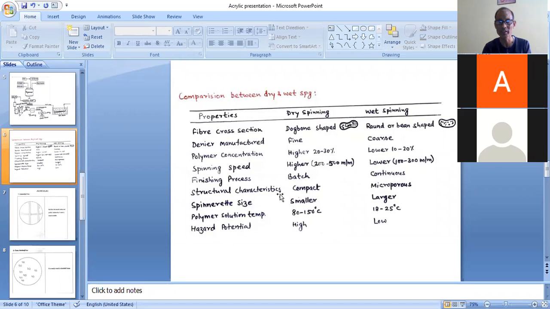Structural characteristics: it is compact and microporous. Spin rate size is smaller, while spin rate size is larger in wet spinning. Polymer solution temperature in dry spinning is 80 to 150 degrees centigrade, whereas in wet spinning it is much lower, 18 to 25 degrees centigrade. Hazard potential is high in dry spinning and low in wet spinning. So in this way, the properties of fibers produced by dry and wet spinning methods can be compared.